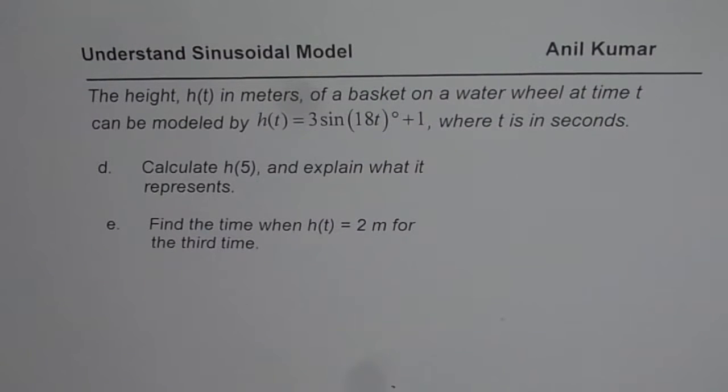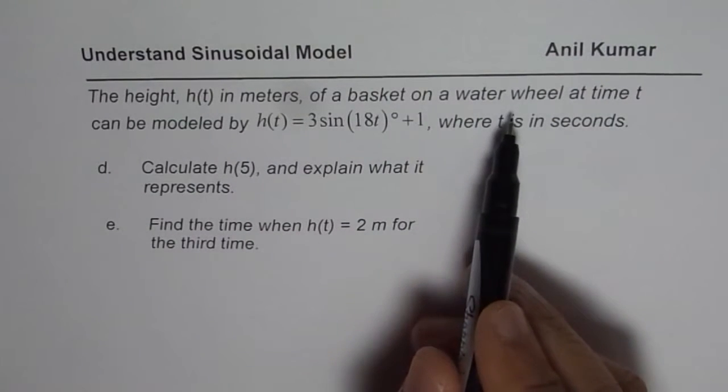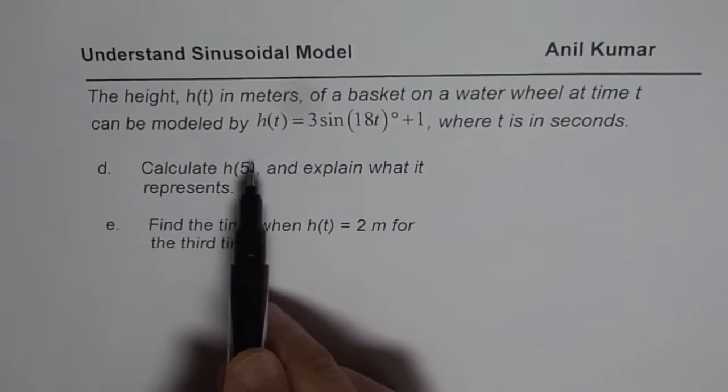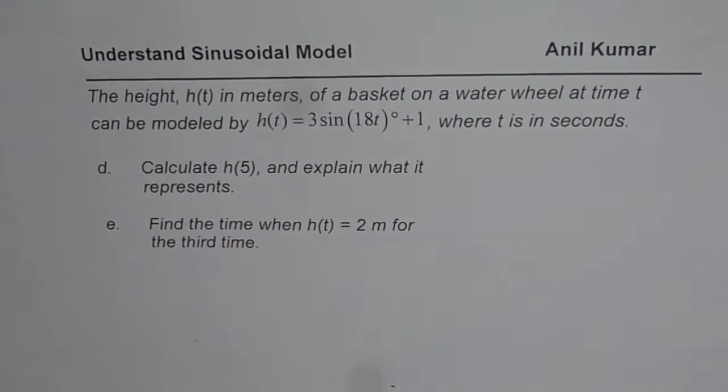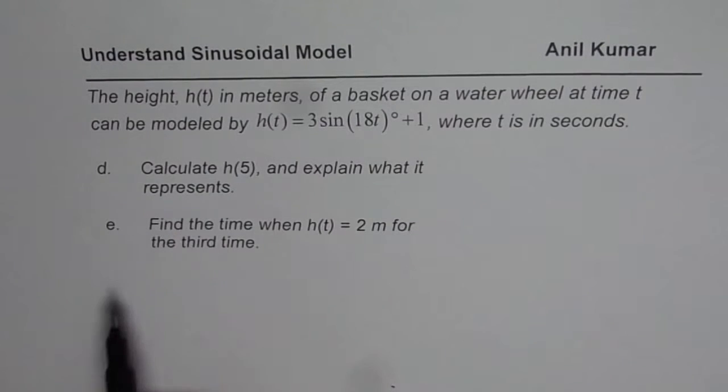I'm Anil Kumar, and now let us further explore the sinusoidal model. The height h of t in meters of a basket on a water wheel at time t can be modeled by h of t equals 3 sine 18t plus 1, where t is in seconds. You need to calculate h of 5 and explain what it represents.